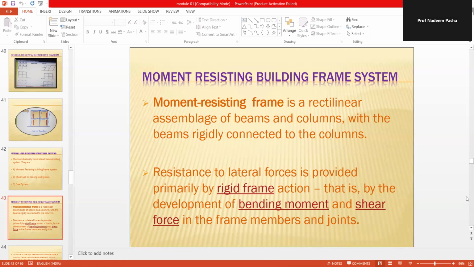What is happening is how the moment resisting frame is being established. It is established with the help of beams and columns, with beams rigidly connected to the column. This is a very important point. If they are flexible, then the moment resisting frame does not withstand the loads during an earthquake.